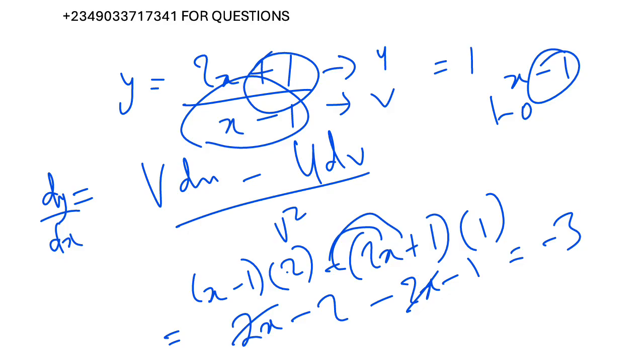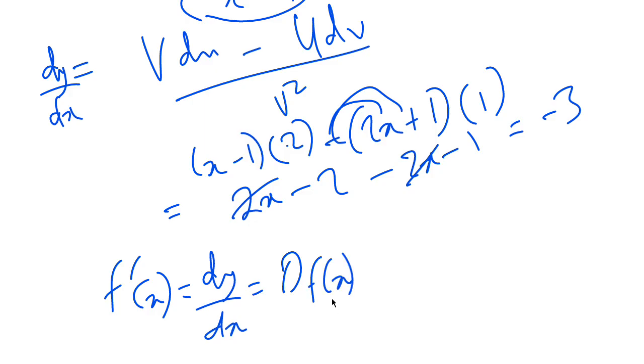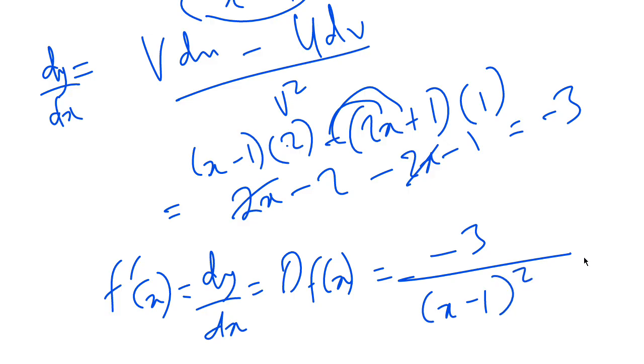Then don't forget the denominator. At the end of the day, we square v, right? So our final answer for dy dx, which is d of f of x, is equal to minus 3 all over the denominator, which was x minus 1, everything squared. That's the answer to that question. I hope we are grabbing. So that's what the quotient rule is all about. If you ask the question, you could easily get it. It's not difficult.